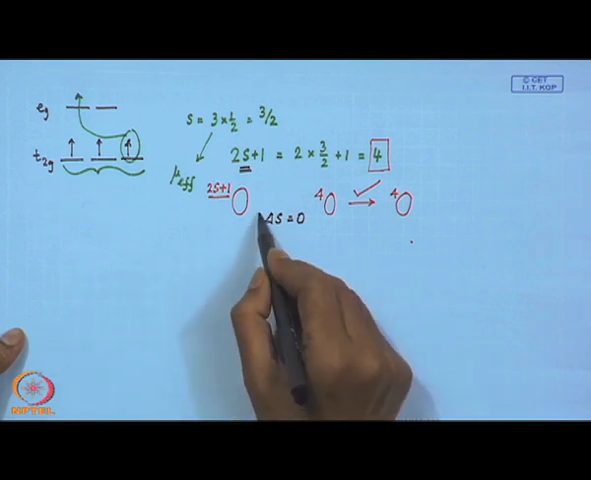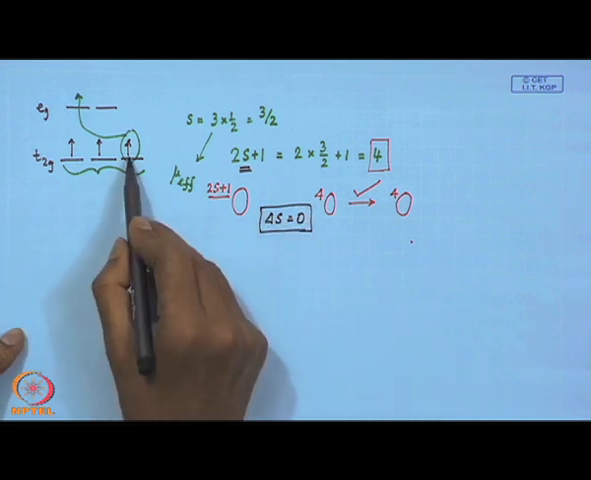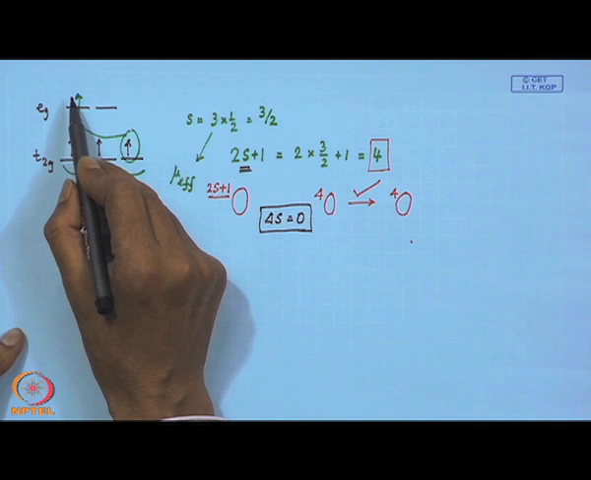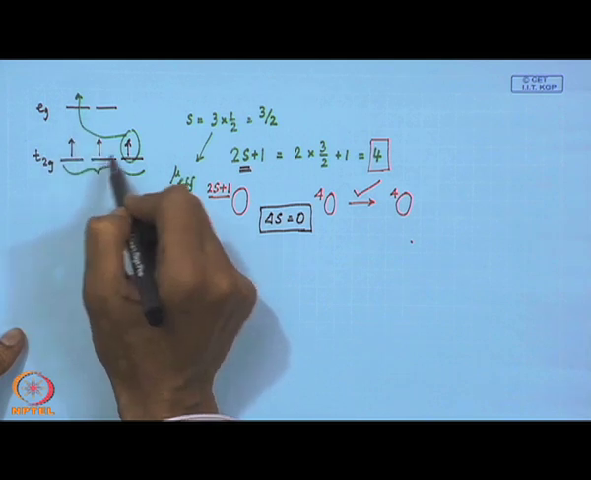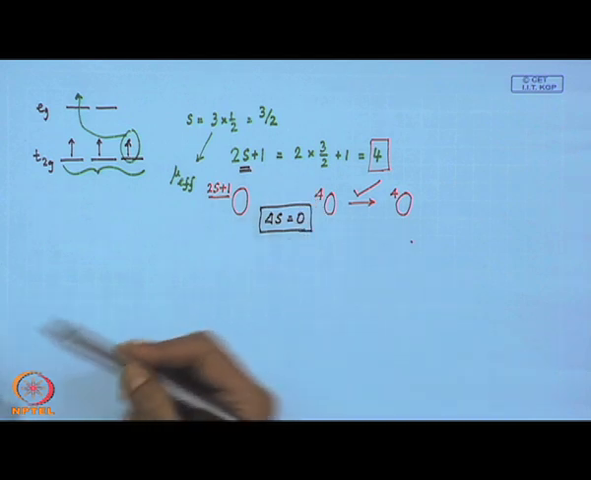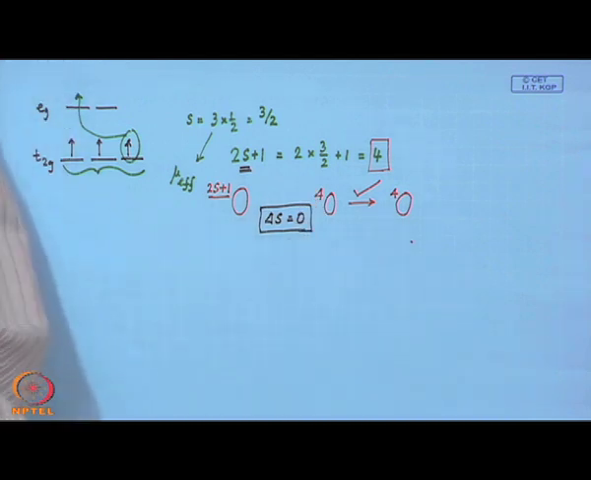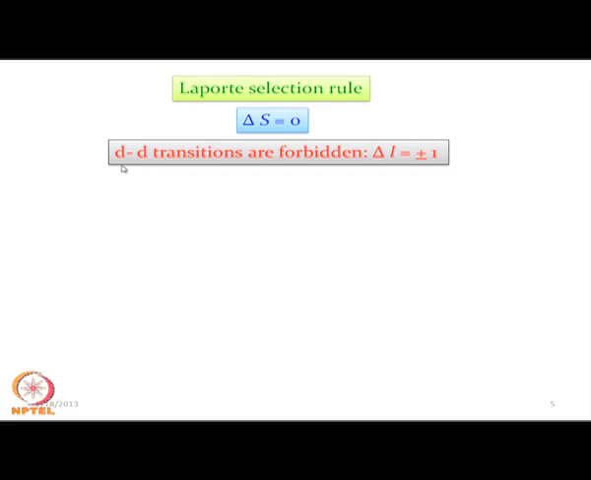So, we do not expect any change in the spin values. That means this up spin when you move it to the upper level should not become a down spin. If it is down spin, then it will reduce the total spin value as well as the spin multiplicity value. So, the first of this in the Laporte selection rule would be therefore delta S equal to 0. And the second one is that d-d transitions are forbidden transitions if the delta L is equal to plus minus 1.